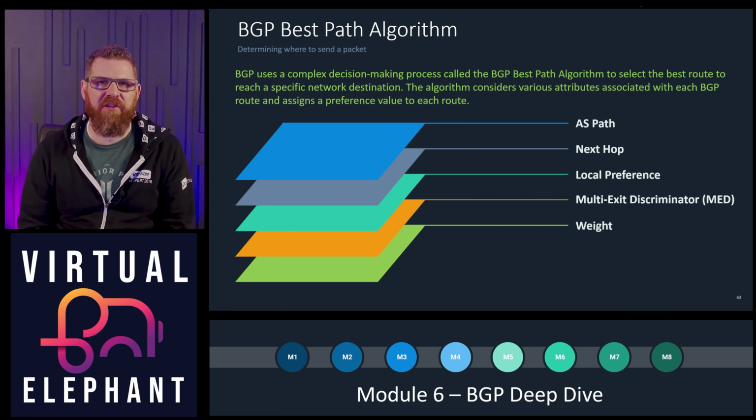Now, BGP selects the route with the highest preference value as the best path. And so if multiple routes have the same preference, other factors like AS path length and router ID may be considered. And once the best path is selected, it is added to the BGP forwarding information base, or FIB, to determine how to forward traffic destined for that network.